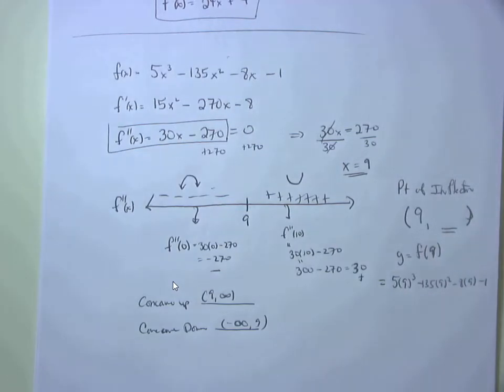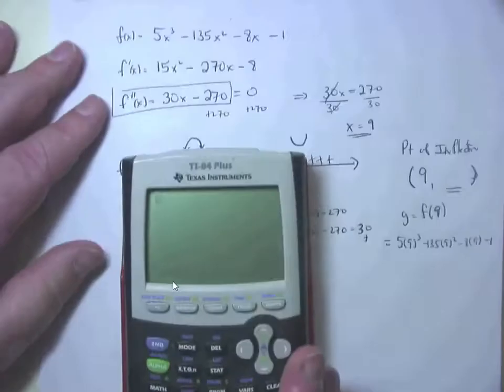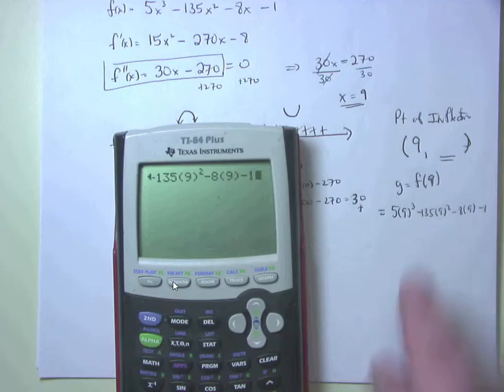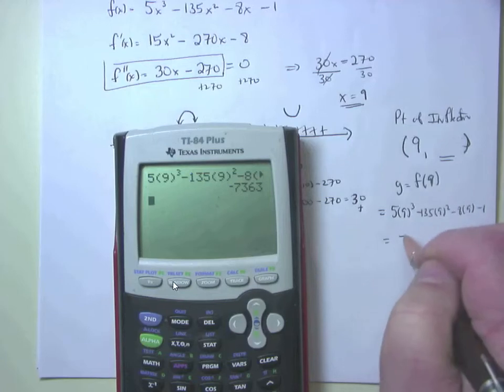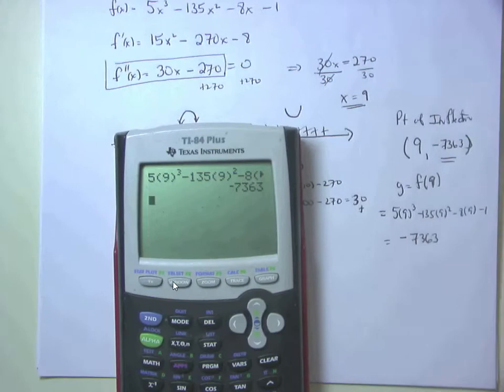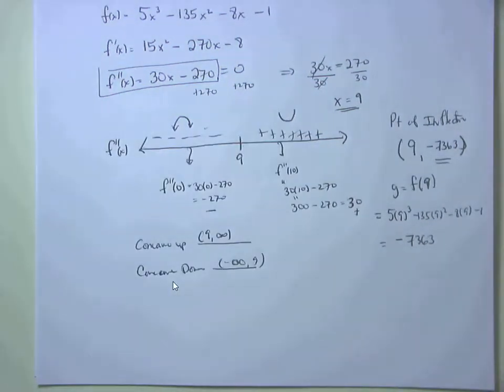And I'll grab my handy dandy calculator here and type it in. 5 times 9 cubed, minus 135 times 9 squared, minus 8 times 9, minus 1. I'm literally just typing it in on my calculator here, and I end up getting, lovely, negative 7,363, and that is my y-coordinate, and that is my inflection point. So I'm going to type it in now. So go back over here.